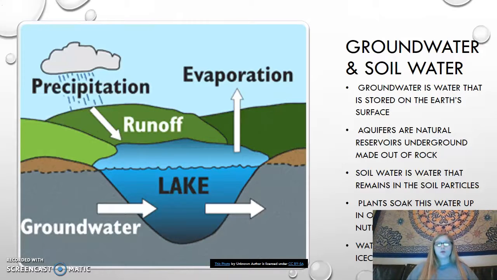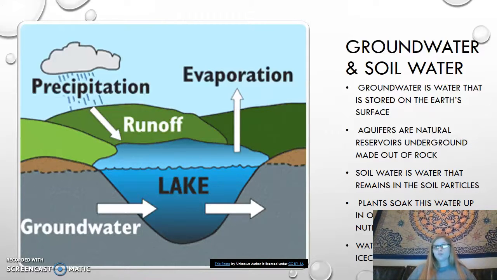And the water that doesn't flow into the ocean or doesn't flow into the rivers becomes groundwater and soil water. Groundwater is water that is stored under the earth's surface in aquifers. Aquifers are natural reservoirs underground made out of rock or minerals. This is just how the earth stores water, and they keep the water there. There's also something called fossil water, which is water that has been in an aquifer underground for thousands of years.